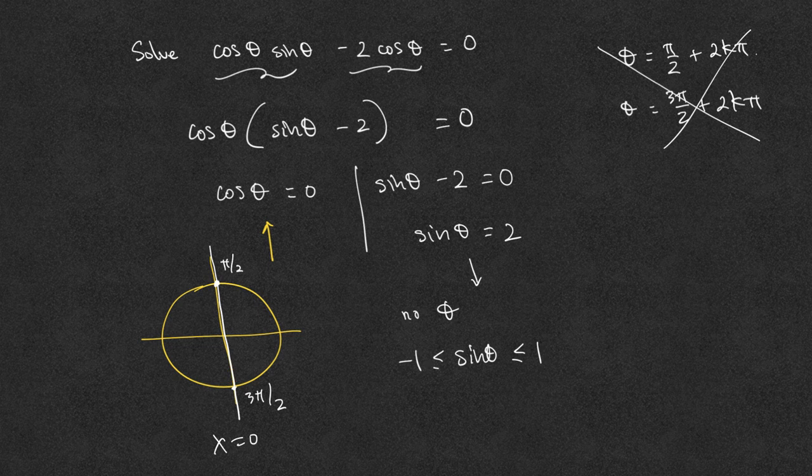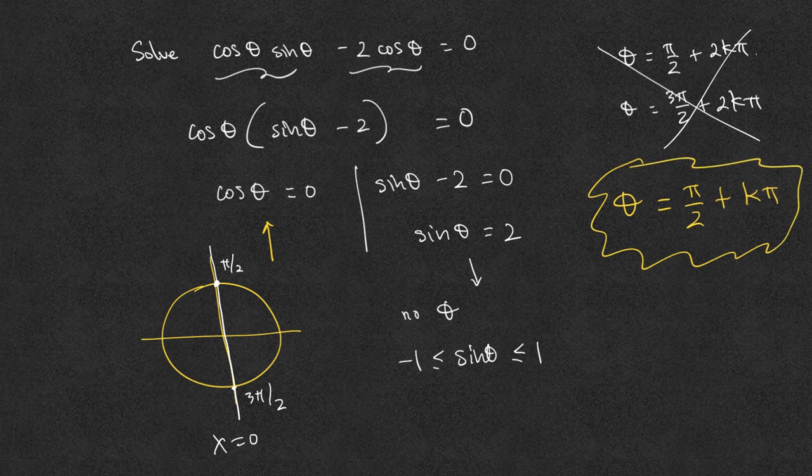So the better notation for the solution should be theta equals pi over 2 plus k pi only. And this is the general solution. If we want the positive solutions, we simply replace k with 1 or 2 or 3. And if we want the negative solutions, going clockwise, we would replace k with negative 1, negative 2, negative 3. When k equals 0, we have pi over 2.